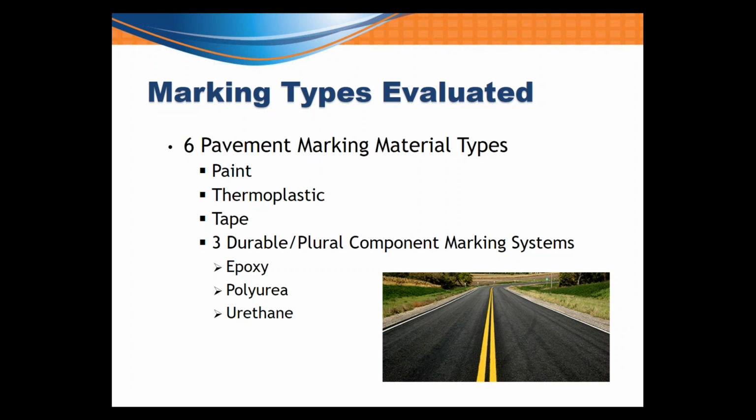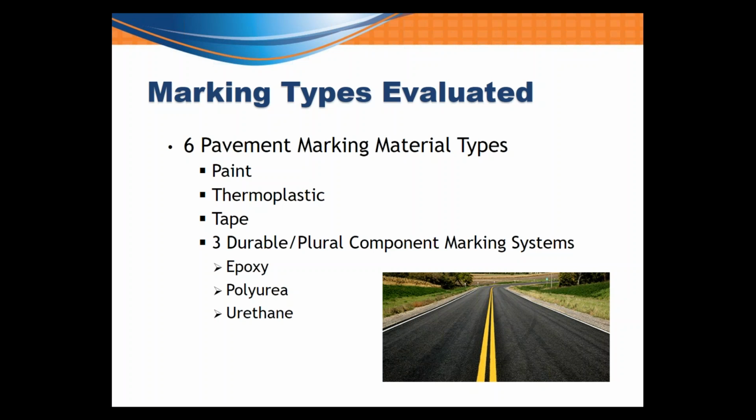So as part of the research, we evaluated 6 different pavement marking material types, and those included paint, thermoplastic, and tape. And when we refer to tape, we are actually talking about preformed plastic. So it would be listed as preformed plastic in the recommended selection tables and also in our IDOT spec book. We also evaluated 3 different durable and plural component marking systems, which included epoxy, polyurea, and urethane.